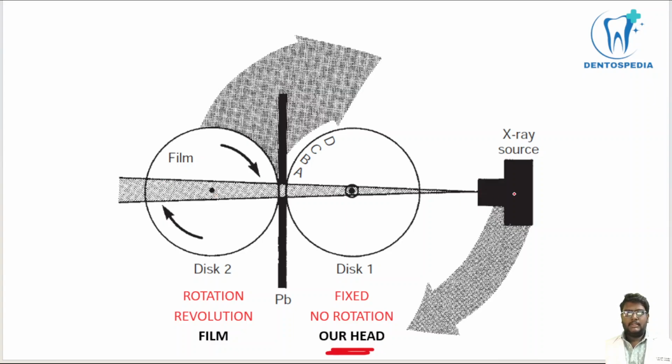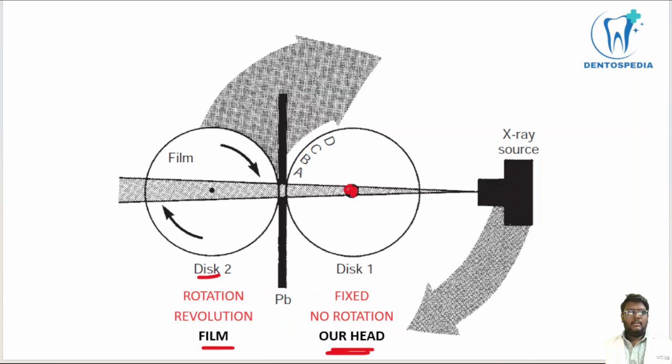Here the film and the X-ray source are moved around the patient's head. It is rotated around the patient's head, and then they capture small images, and then they gather all the small images into one film that is called OPG, that is orthopantomogram. Here disc 2 can be compared with the film. Disc 2 has a film, right? So disc 2 rotates around the center, this is the center for the whole setup.